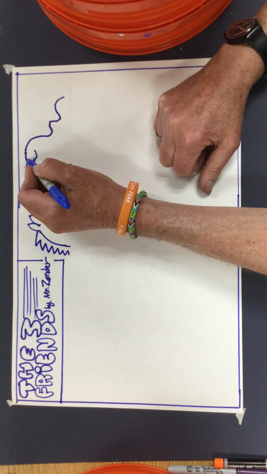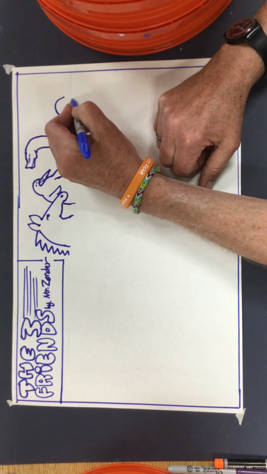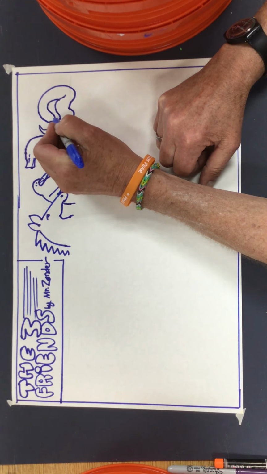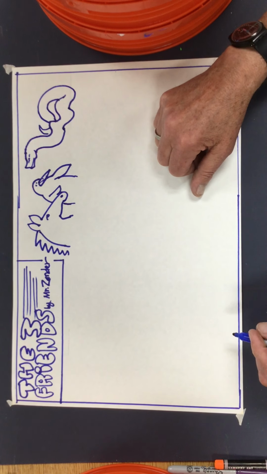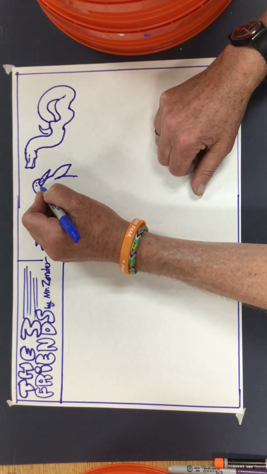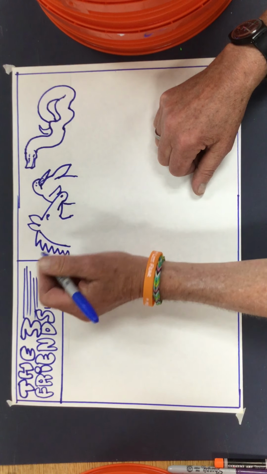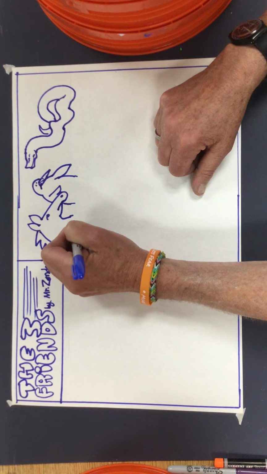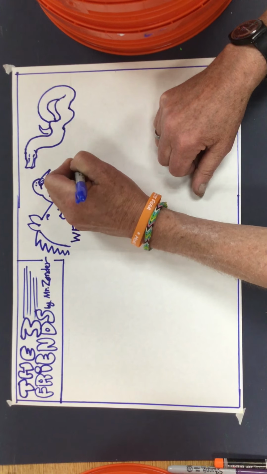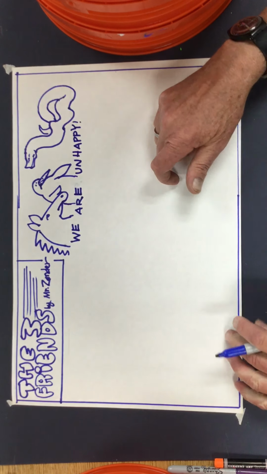And we have the Three Friends. But did you notice anything funny about the Three Friends? We're going to have to make them unhappy. And then we are unhappy. Look at that. I've established that.